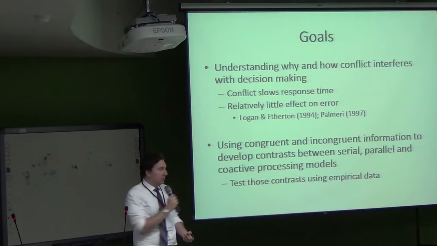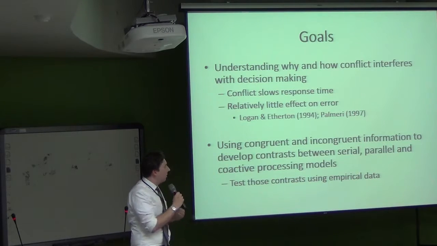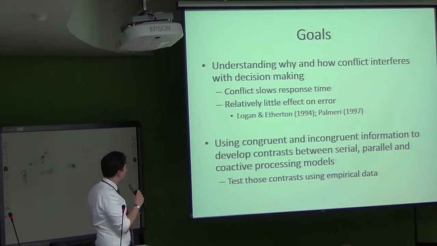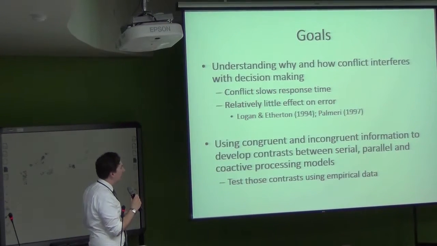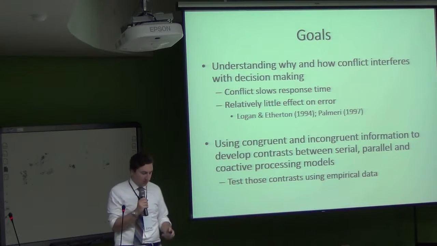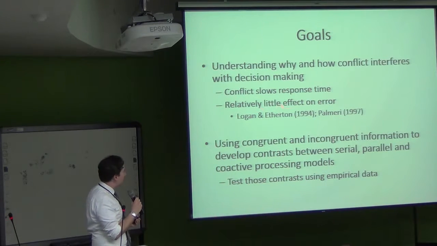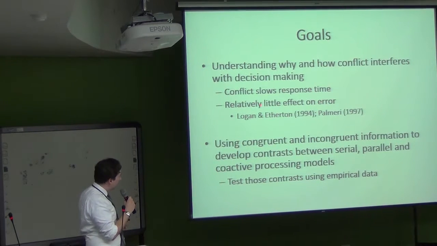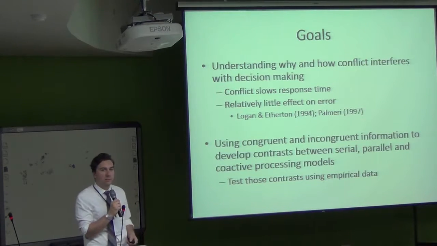So the goal of this particular talk is to understand why and how conflict interferes with decision making. Now, it's well known that when you have conflicting sources of information, this slows down your response time. It has also relatively little effect on error, though in some cases it can have a large effect on error. The relative effects on these two dependent variables are much stronger for response time than for accuracy.